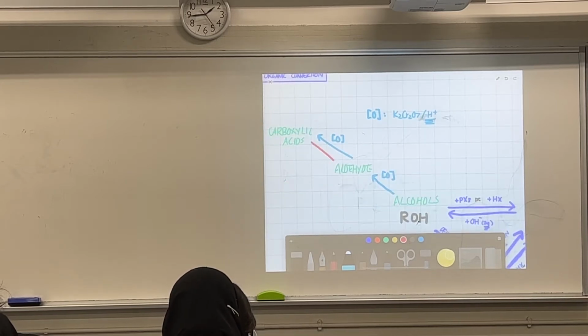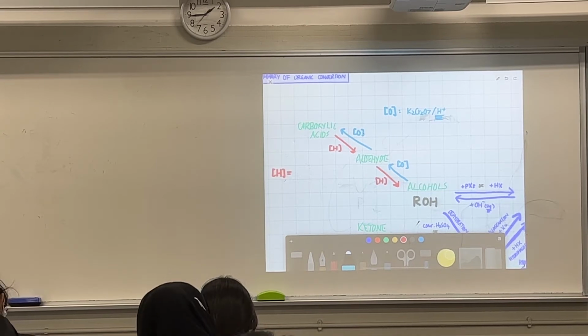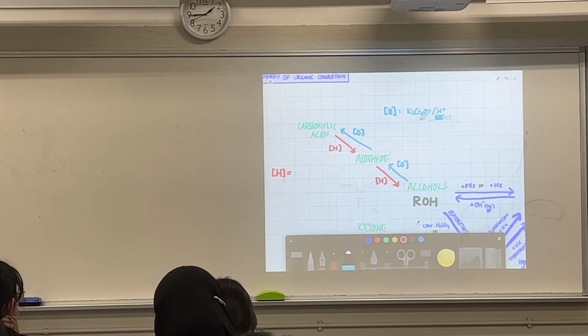Going backward, we call this reduction. Okay, we will need a reducing agent. There are two reducing agents suitable. What are they? One can be used with water, one can only be used with dry ether. Which is the one that can be used with only dry ether? Lithium LiAl. Oh, yeah, okay.